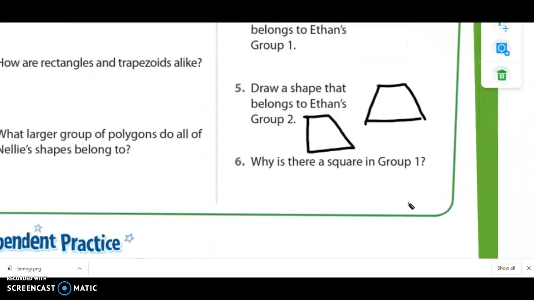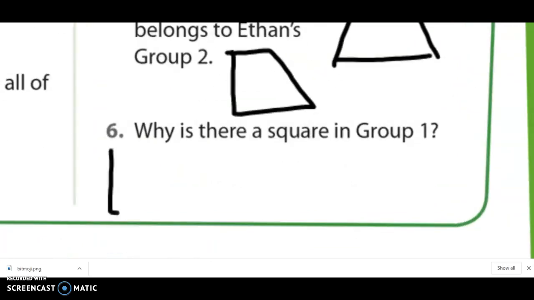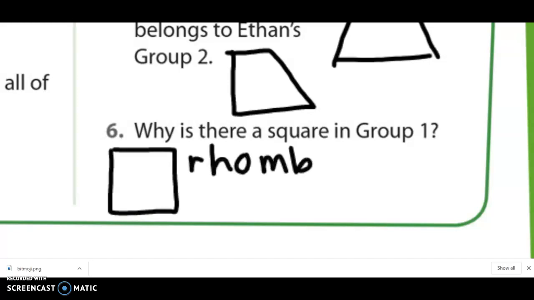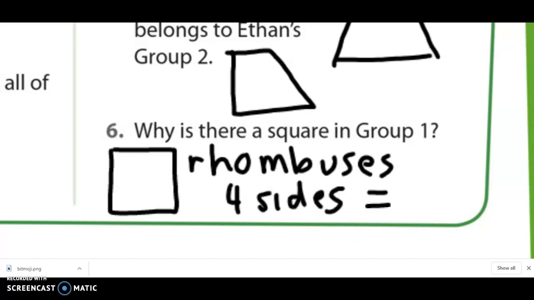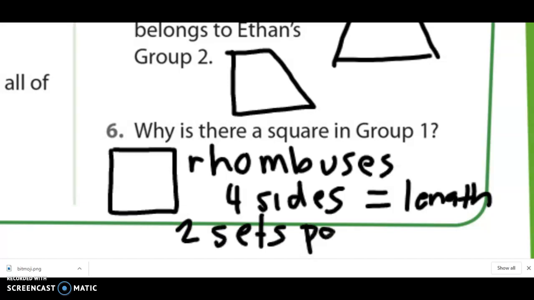And then he wanted to ask, why was there a square in group 1 on that page? Remember, group 1 was the rhombuses. So why is it okay that there's a square included in the rhombus group? Well, remember from last section, in order to be a rhombus, all you have to have is 4 sides equal length, and you have to have two sets of parallel sides.